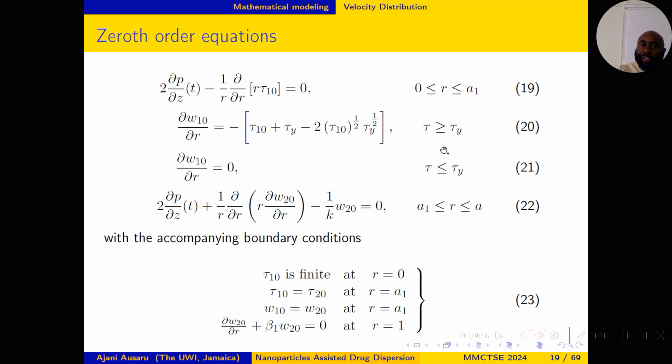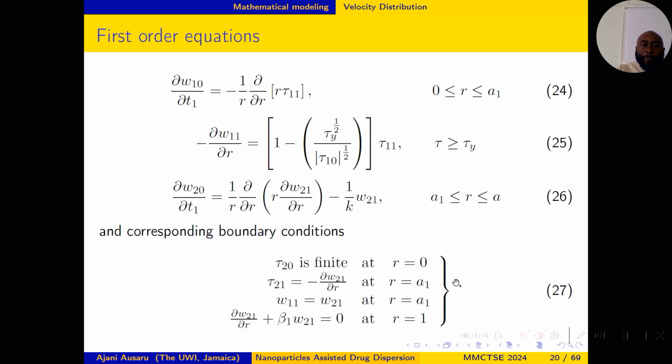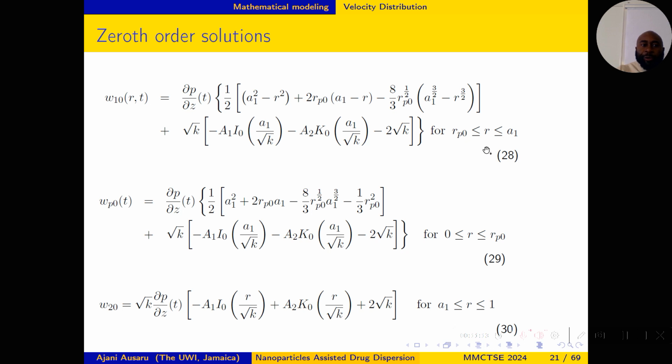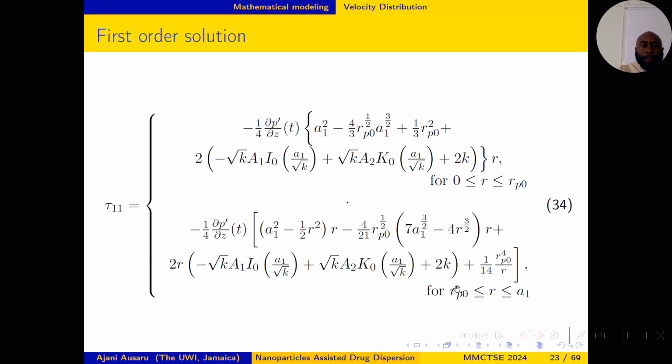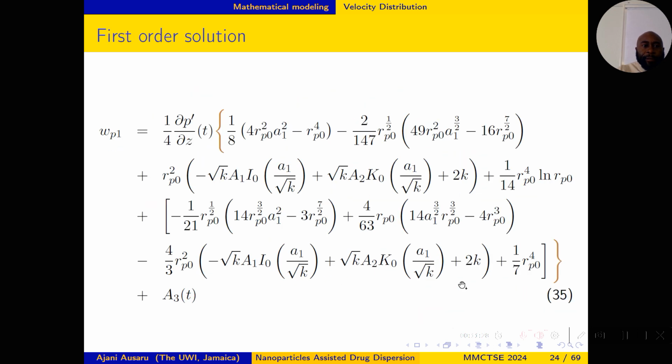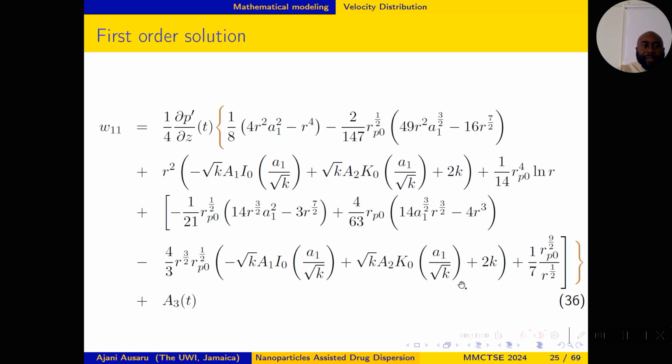we arrive at our zeroth order solutions given by equations 19 through 23. And those are in our first order equations similarly, equations 24 through 27 with the corresponding boundary conditions. And here we have our zeroth order solutions for velocity in the respective regions as given here. This is the first order solution for the shear stress. First order solution for the velocity in the plug region.